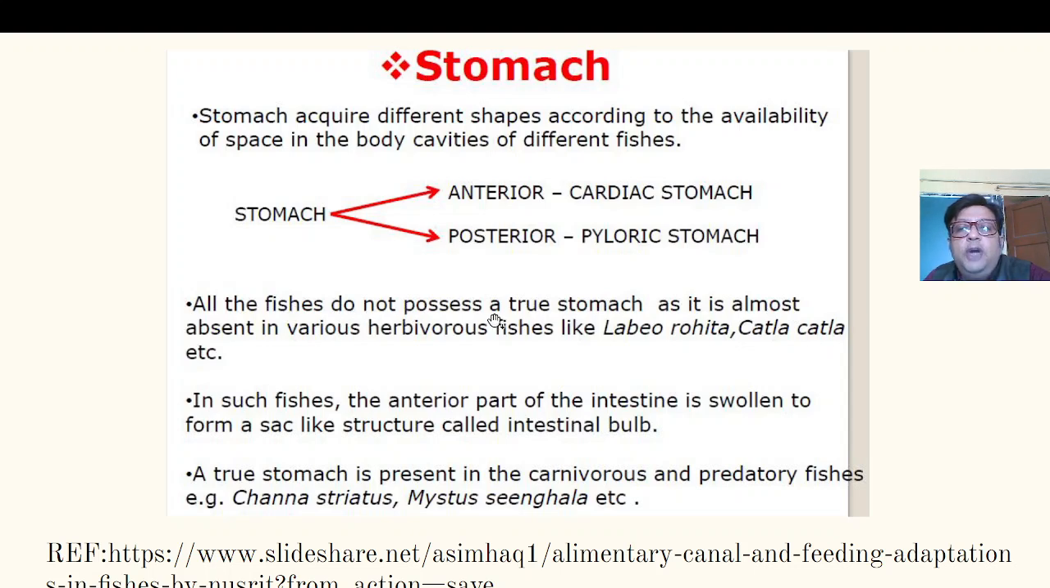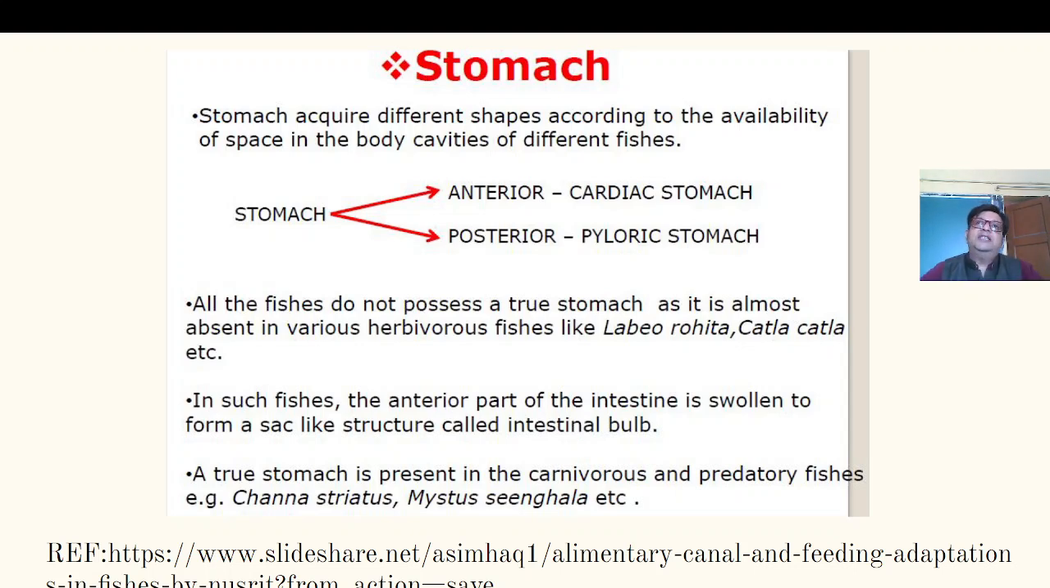All fishes do not possess a true stomach. In herbivorous fishes like Labeo rohita and Katla, because they are on vegetation, they don't need a stomach. They don't need a high amount of acid secretion. They are not taking a meat-based diet. It is almost small or absent. In such fishes, the anterior part of the intestine is swollen to form a sac-like structure called the intestinal bulb. So a true stomach is only present in carnivorous and predatory fishes.